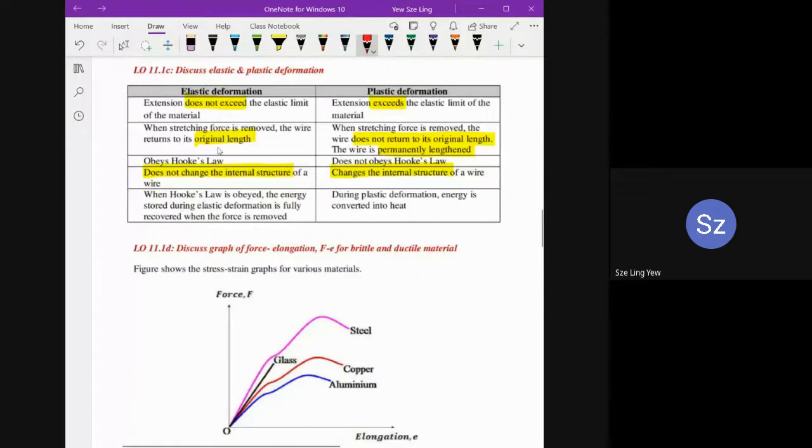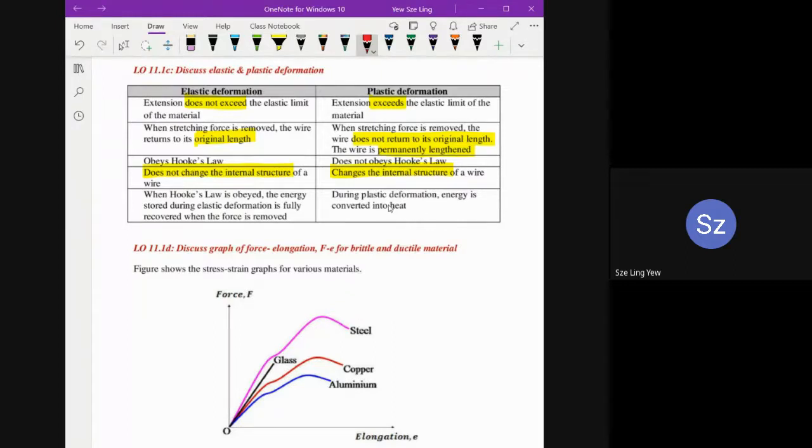So when Hooke's law is obeyed in elastic deformation, the energy stored during elastic deformation is fully recovered when the force is removed. Plastic deformation, energy is being converted to heat. So if you take a rubber band, you keep stretching it, stretch, release, eventually you will feel that the rubber band is hot. That is because part of the energy has been converted into heat energy. And that is one of the characteristics that we use to identify whether an object undergoes elastic deformation or plastic deformation.